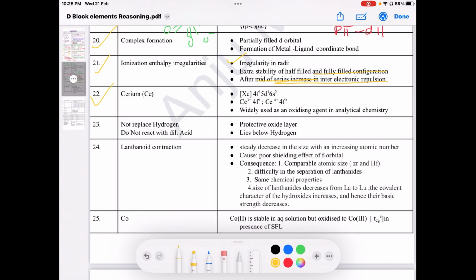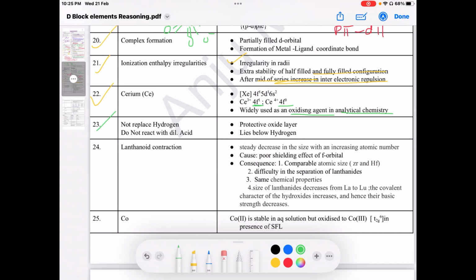Then the questions based on cerium. Cerium's electronic configuration is xenon 4f1 5d1 6s2. Ce3 plus is 4f1, Ce4 plus is stable because it doesn't have an electron in the 4f orbital. So this one is widely used as an oxidizing agent in volumetric analysis, that is, in analytical chemistry.